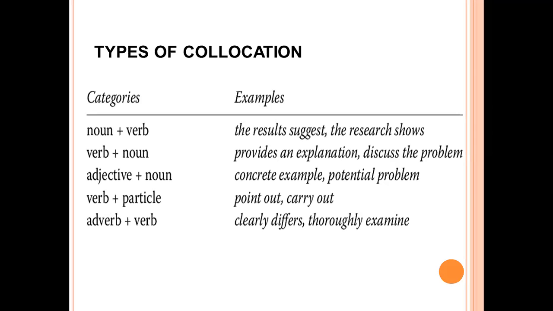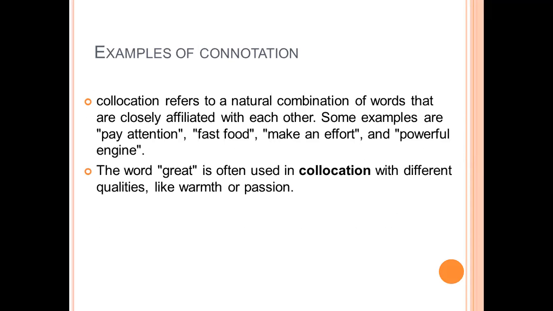And now examples of collocations. Collocations refer to a natural combination of words that are closely affiliated with each other. Some examples are pay attention, just like fast food. We don't say a quick food. This is a fast food.